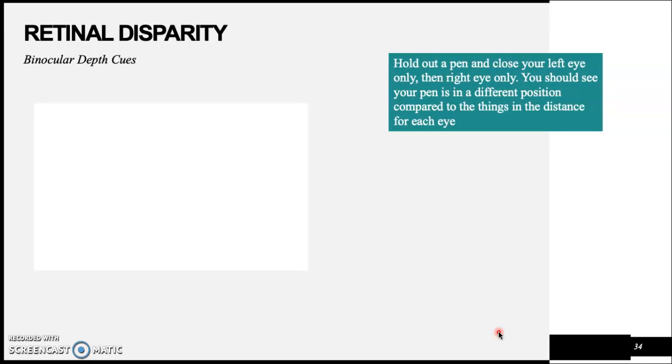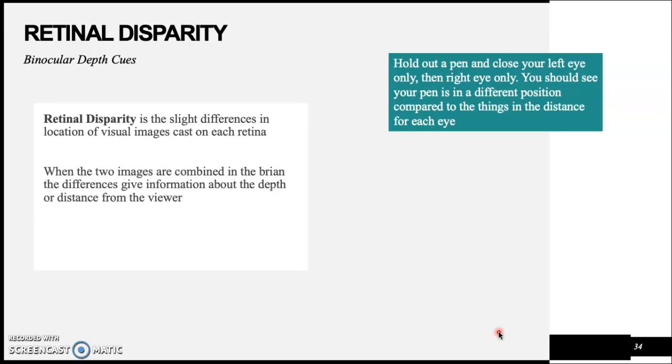So it means that your retina is not in the exact same spot as the other retina. So slight differences in location of visual images get cast on the retina. And we need to always talk about this in terms of the image cast on the retina. And everything we do with depth cues is about that image that gets cast on the retina that we talked about when we looked at the eye the other day. So when the two images get combined in the brain, the differences give information about the depth or distance for the viewer.